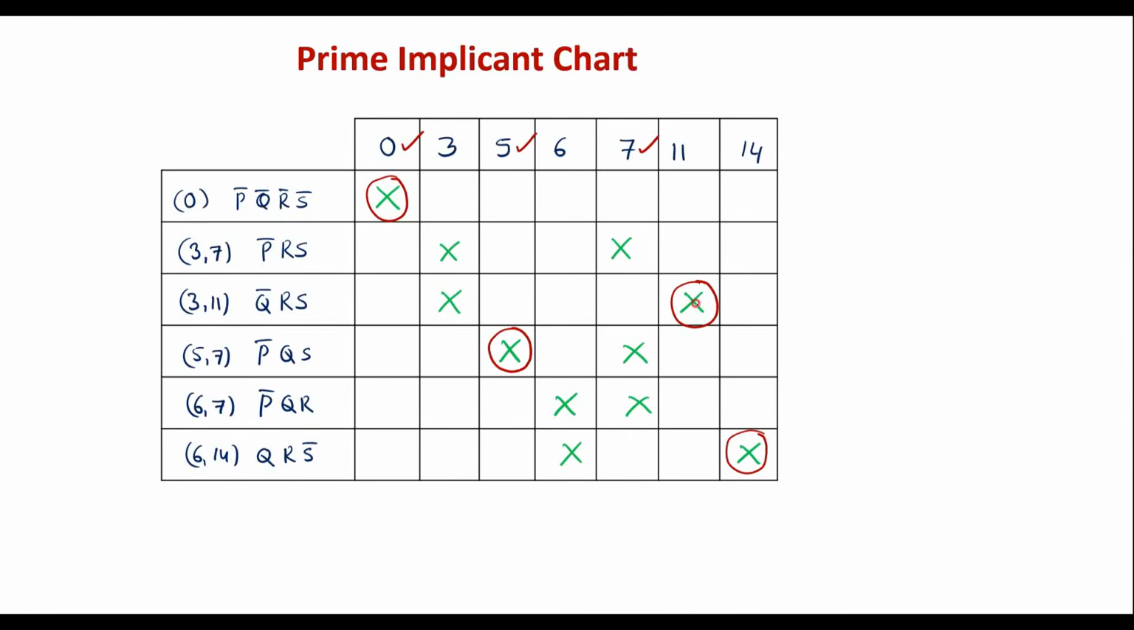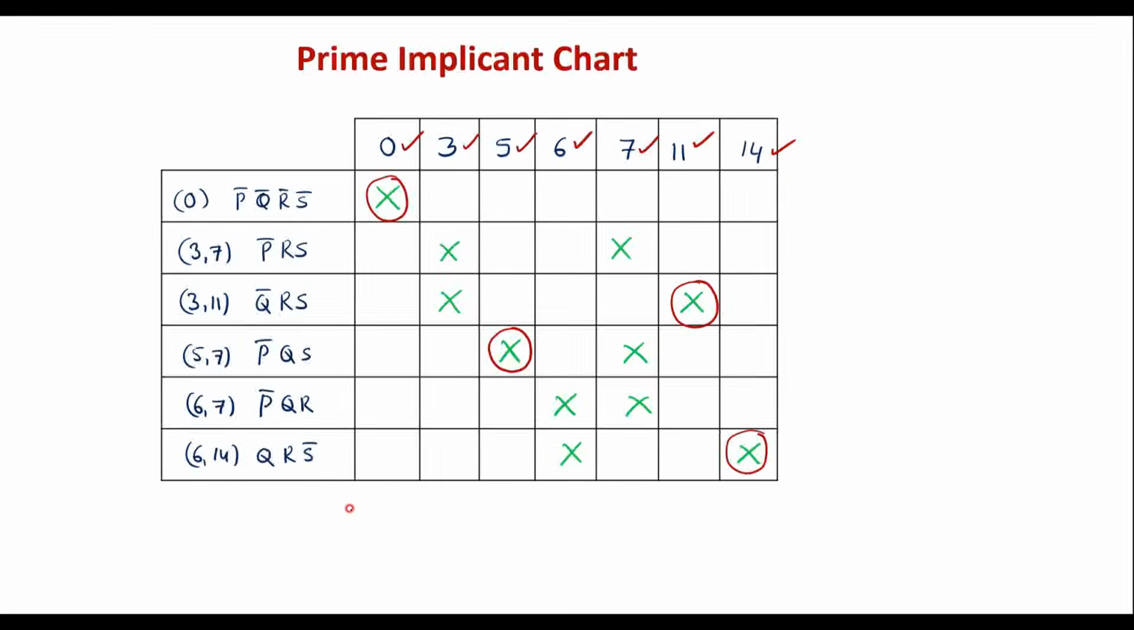Next we have this essential prime implicant, its value is 3 and 11. Next one is 6 and 14. So here we can observe that all the minterms are covered. So we have only 4 expressions. Now let me write those expressions, which are nothing but the essential prime implicants.